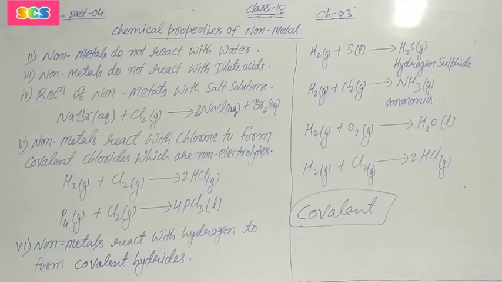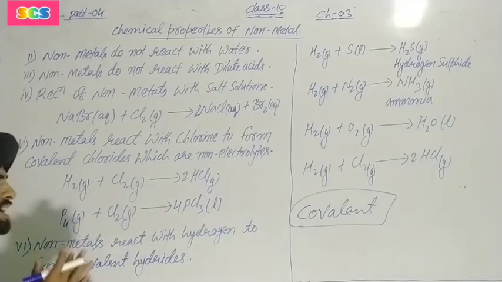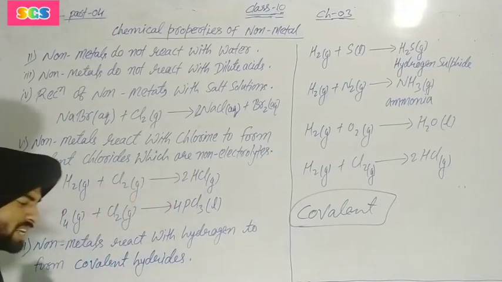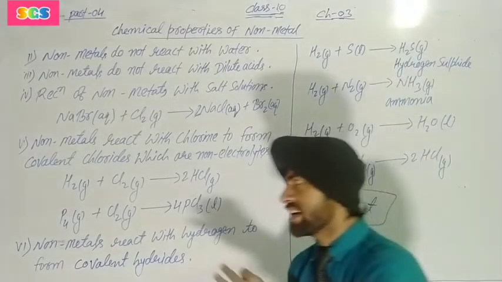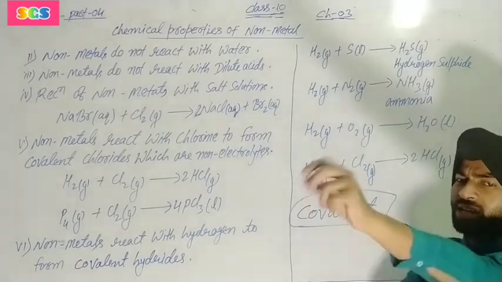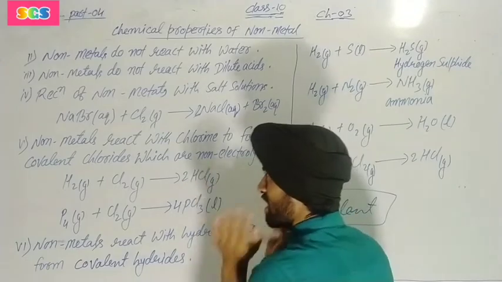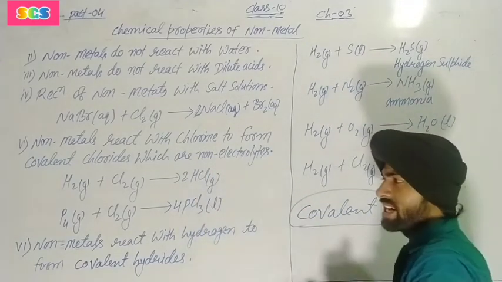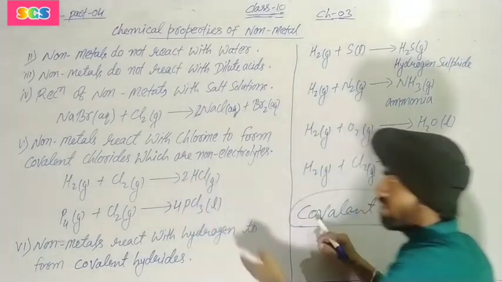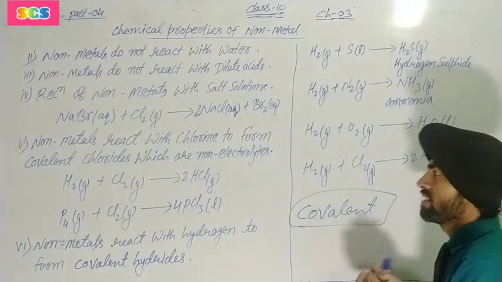They are just sharing the electrons to form the compound, and the compound which is formed as a result of sharing of electrons is called what? Covalent compounds. And here we are looking at the presence of chlorine with a nonmetal, so you will say chloride. In other words, this compound is a covalent compound and there is the presence of chlorine. That's why we can say that this is a covalent chloride.